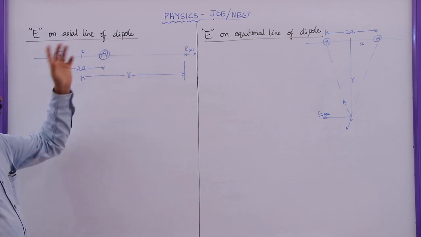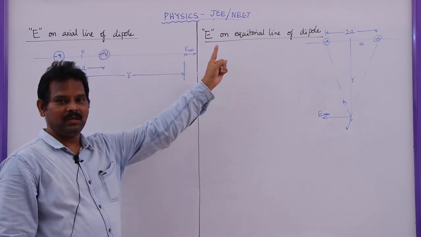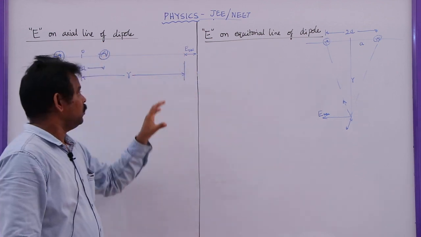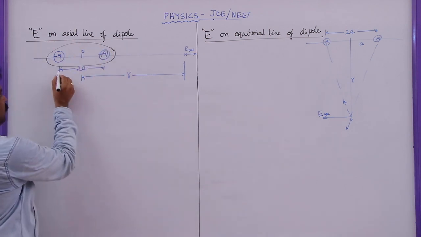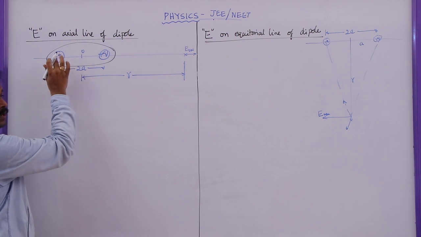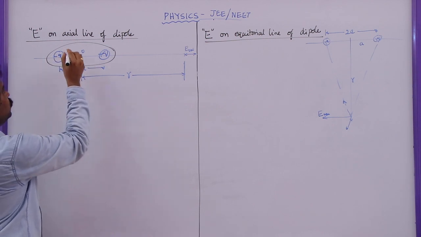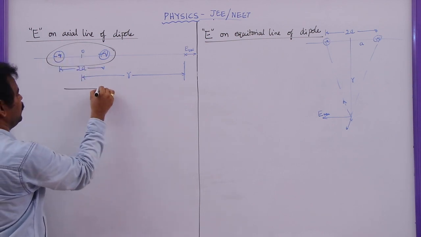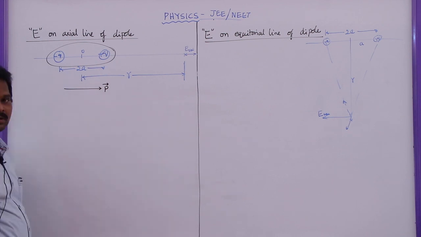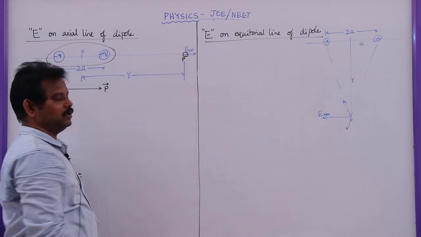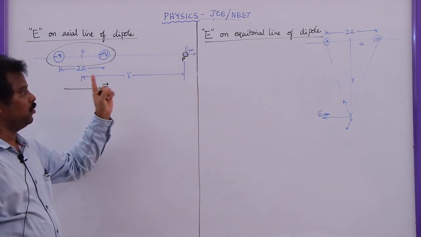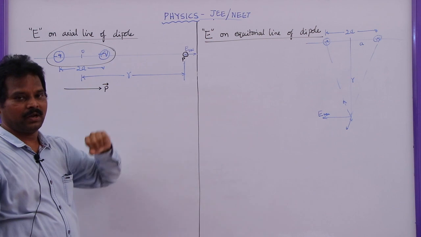Electric field on the axial line of a dipole and electric field on the equatorial line of a dipole. Now consider a dipole with the distance between the two charges as 2a, and charges minus q and plus q, and the dipole moment is directed from the negative charge to the positive charge. We wish to find the electric field at a point P at a distance r from the center of the dipole. So what is the electric field on the axial line?